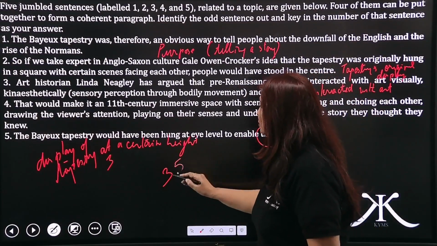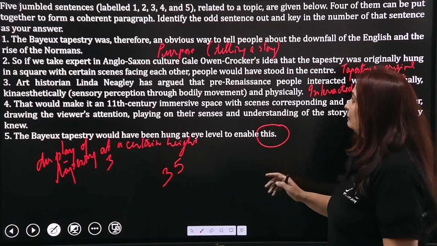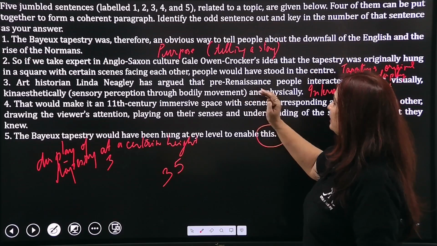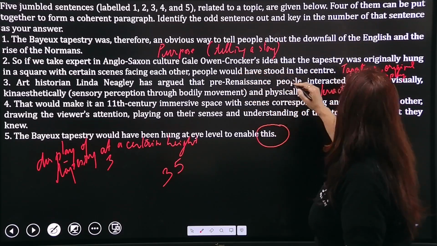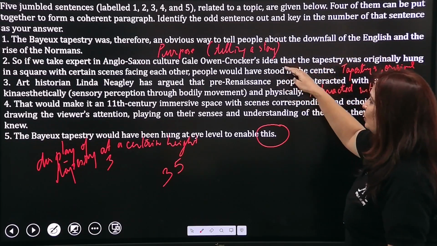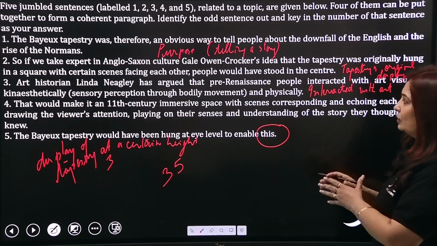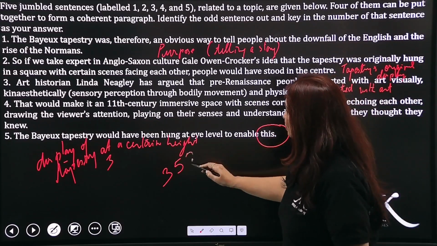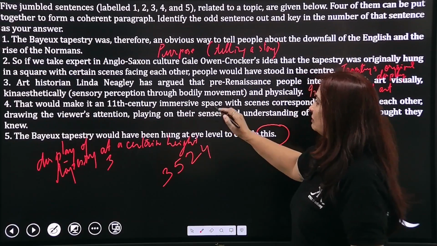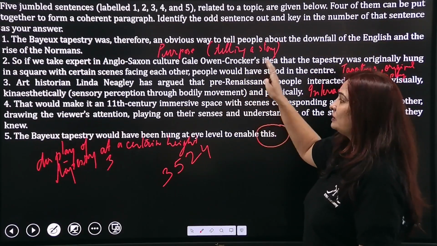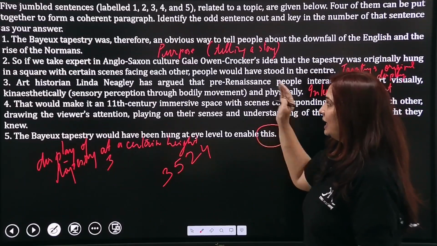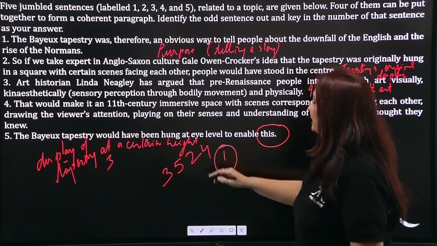After 3 it is going to be the fifth one. After the fifth it is going to be the second sentence. The reason is here we are talking about the original display of the tapestry, so we have created a certain environment. After 2 it is going to be 4, because it talks about the immersive experience related to this particular environment. So 3, 5, 2, 4 makes the sequence, and the odd one out is going to be 1.